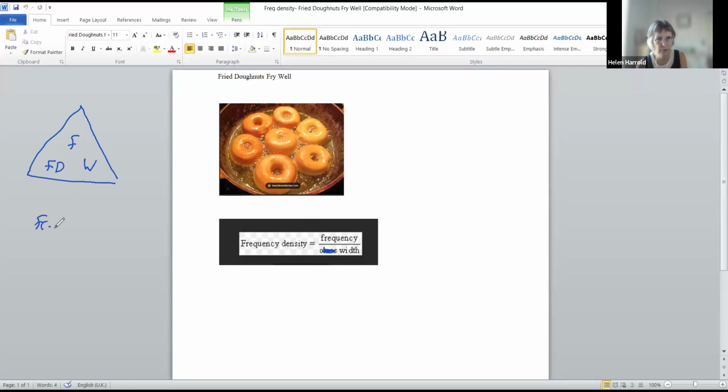So you've got frequency density equals frequency over width, or you write it as a triangle, because then depending on which bit you've got, you can work it out. This is the hardest part of the whole thing on data. So write down that formula somewhere because you're going to need that.